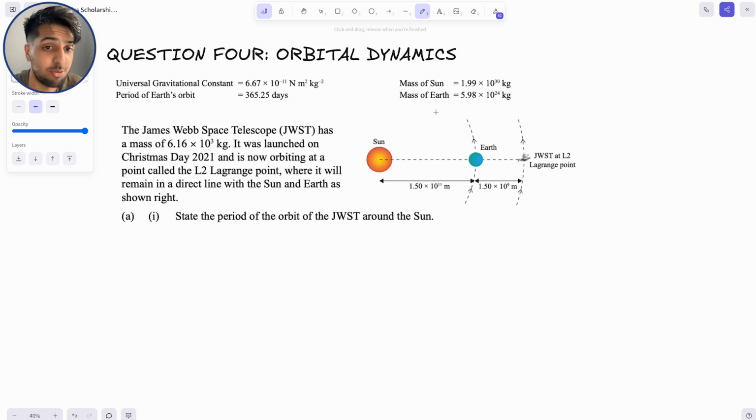Okay, moving on to question 4. The James Webb Telescope has a mass of 6.16 times 10 to the 3 kgs.